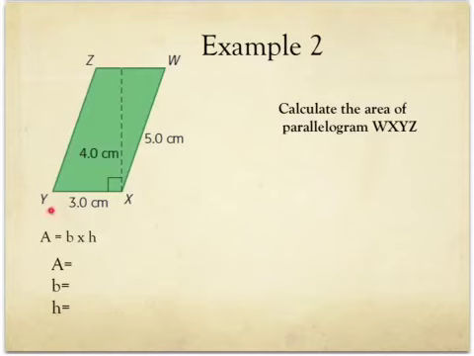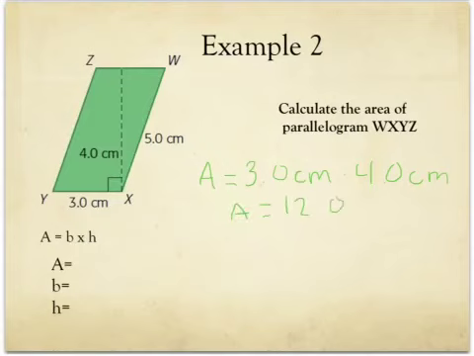We need to identify our base, which is 3 centimeters, and our height, which is 4 centimeters. So for calculating our area, area is equal to our base, which is 3 centimeters, times our height, which is 4.0 centimeters, and our area equals 12 centimeters squared. Now again, we've included one decimal place because our base and our height have been given to us in one decimal place, and we've also included centimeters squared.